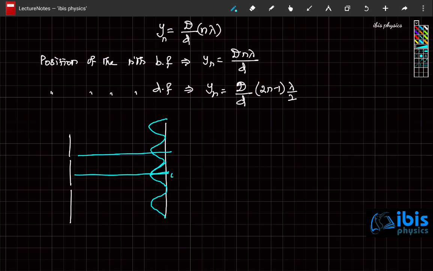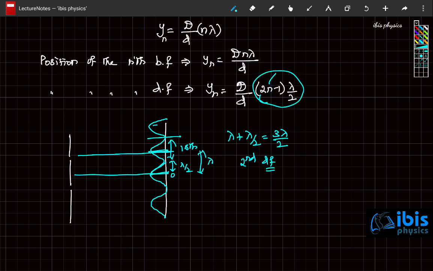So here 0 lambda path difference. Here this is actually lambda by 2 path difference. This is another lambda by 2. From here, this first bright fringe has a total path difference of lambda. Second bright fringe, 2 lambda, and the second dark fringe, this is lambda by 2, this is another lambda. So lambda plus lambda by 2 equals 3 lambda by 2. So the second dark fringe has a path difference of 3 lambda by 2.